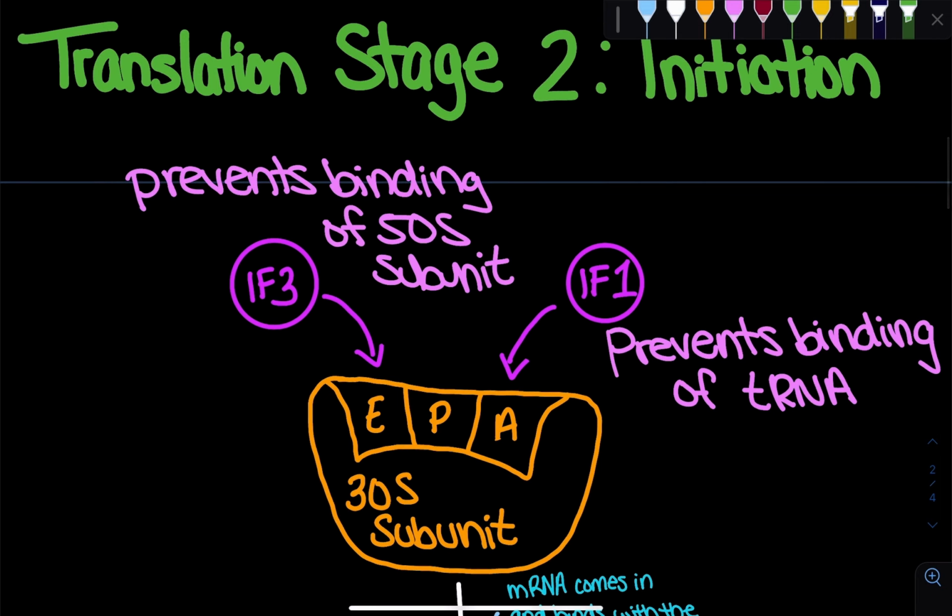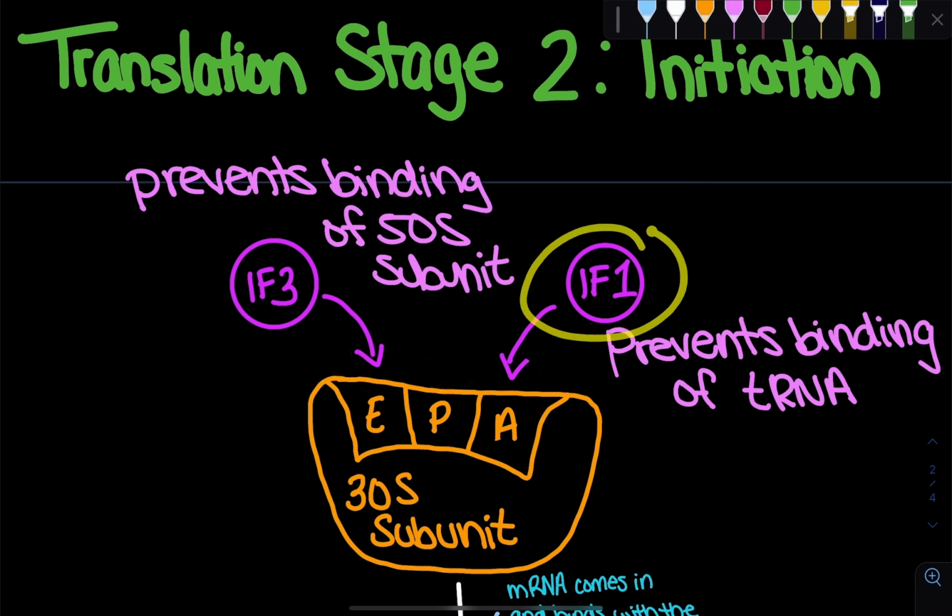So the first thing that happens is that we have initiation factors. We have initiation factor number 1. It's going to come and bind to the A site. And then we have initiation factor number 3 binding to the E site. We can remember where IF1 and IF3 bind by simply remembering that A can be denoted as the first site, P is the second site, E is the 3 site. So 3 will bind to 3, IF1 will bind to the first site.